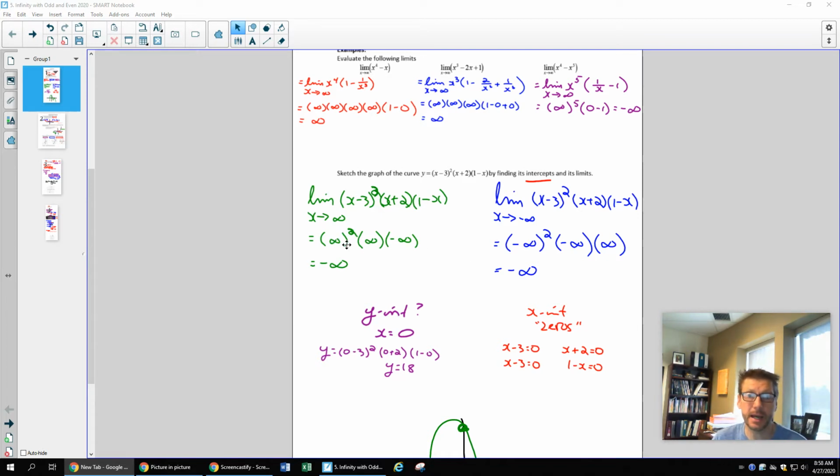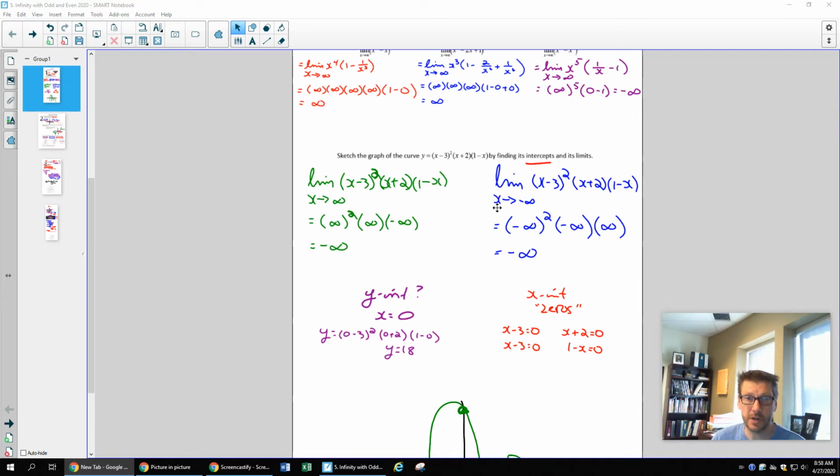So anyways, let's go. When you put infinity in, it's x minus 3, so infinity minus 3 is still infinity. That's squared. Infinity plus 2 is infinity, and 1 minus infinity is negative infinity. So as your x value gets bigger, you're dropping down to negative infinity. If you put negative infinity in, negative infinity minus 3 is negative infinity. Negative infinity minus 2 is negative infinity. 1 minus negative infinity is positive infinity. Multiply this all out.